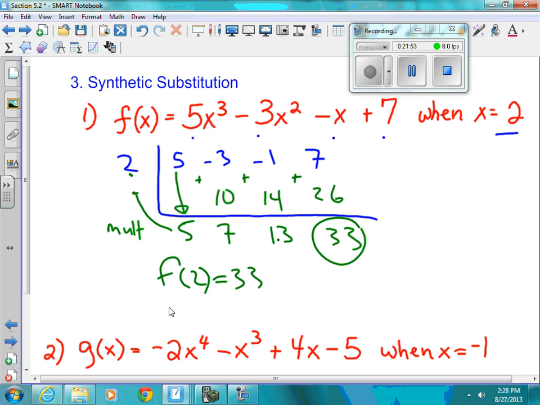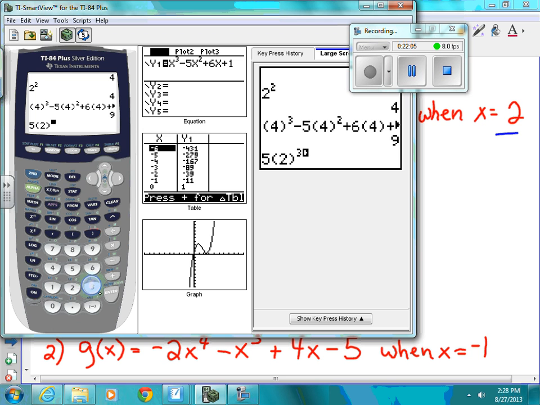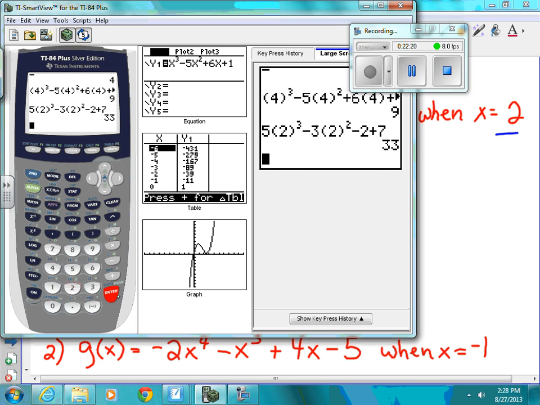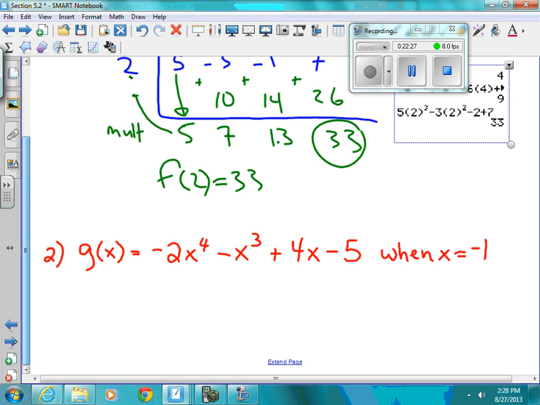Okay, rewind that. If you didn't get it, rewind it, go back to it. I'm going to check it now on our calculator real fast. 5 times 2 to the third power minus 3 times 2 squared minus 2 plus 7. Let's see what we get. We get 33, which is exactly what we got using synthetic substitution. I'd like you guys to try this one.